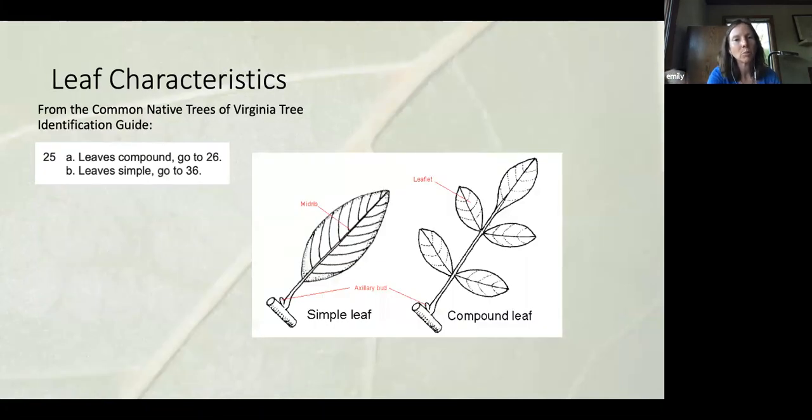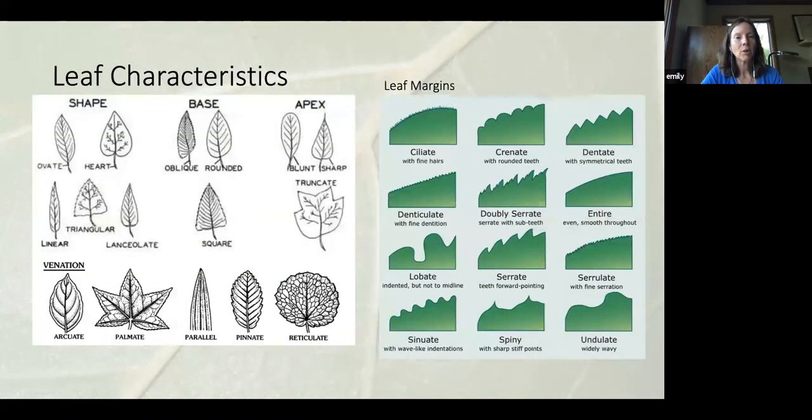So we're going to go back to leaf characteristics. We want to talk about those simple leaves and those compound leaves. And amazingly enough, in the book, it actually goes through compounds versus simple. I'm going to switch it up here. I'm sort of deviating away from the dichotomous key that is in the Common Trees of Virginia, because I wanted to make this as easy as possible. So we're going to do simple leaves first, and we're going to do it a little differently. I want to do it by leaf characteristics and leaf margins.